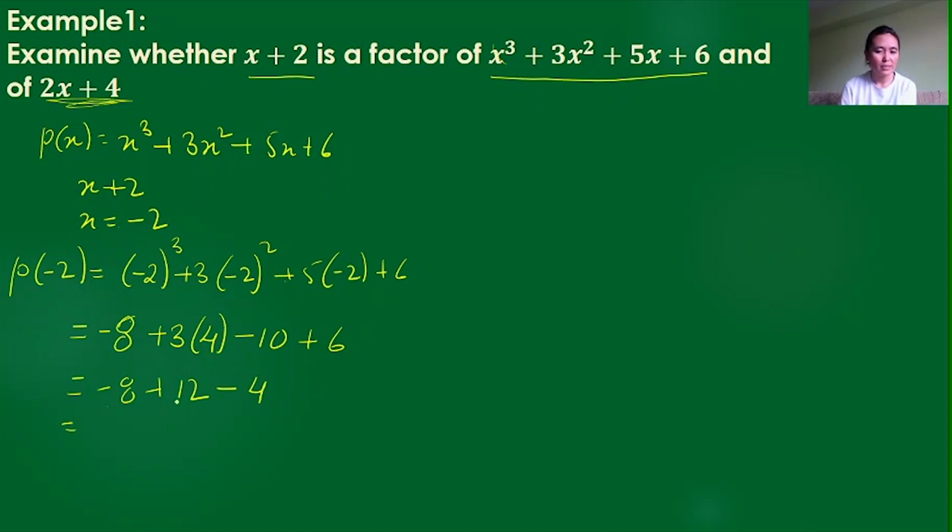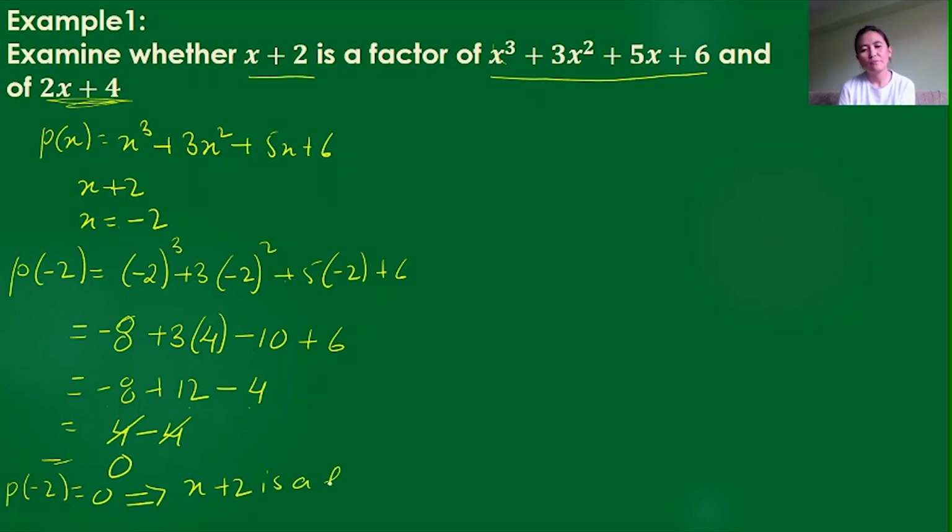This is equal to -8 plus 12, which is plus 4. We are left with -4. So 4 minus 4 is 0. Therefore, P of -2 is equal to 0. This implies that x plus 2 is a factor of the given polynomial in variable x. First one is done.